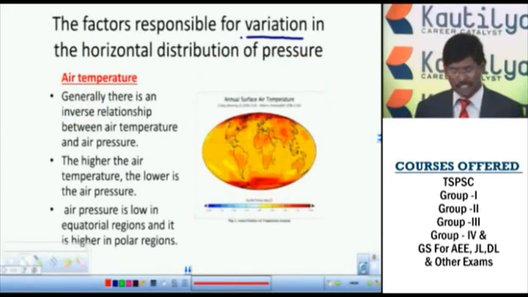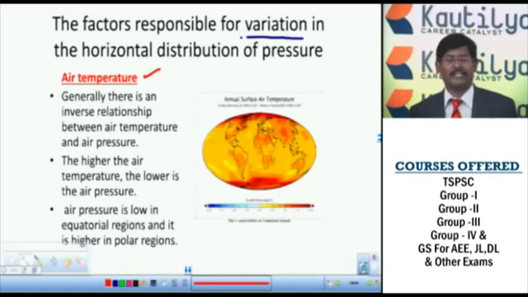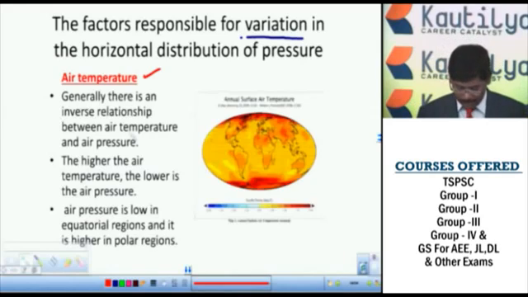Now, what are the factors responsible for the variation in the horizontal distribution of atmospheric pressure? First one is air temperature. Generally there is an inverse relationship between atmospheric temperature and atmospheric pressure. Wherever the temperature is very high, the atmospheric pressure is automatically low, and where the temperatures are very low, we have high atmospheric pressure. So this is the inverse relationship between pressure and temperature.